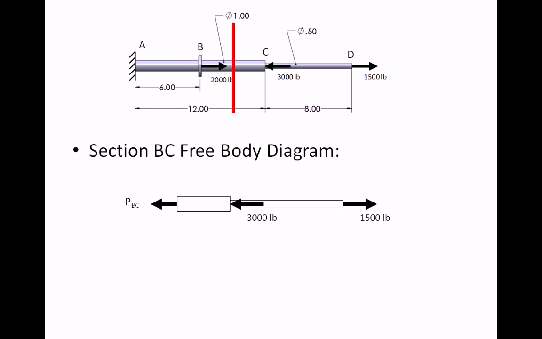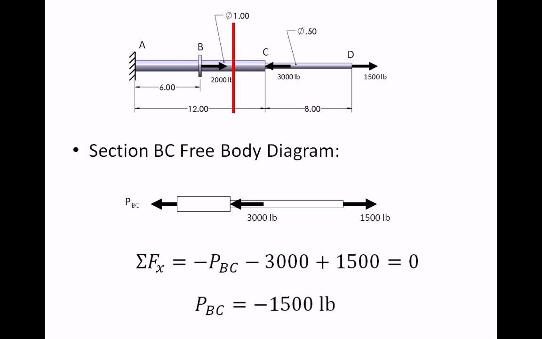And again, for equilibrium, we have to have the internal force P sub BC. By doing the sum of the forces in the x direction, we this time find that the force is negative 1,500 pounds. Again, an easy place to make mistakes is with signs. So always draw on the free body diagram the force as though it were in tension, and let the signs take care of themselves. If the sign comes out positive, it's tension. If it comes out negative, it's compression. And so in this case, BC is under compression.